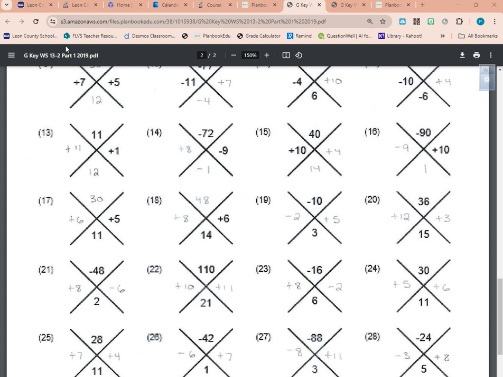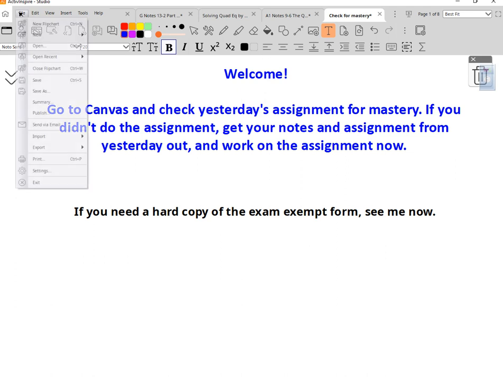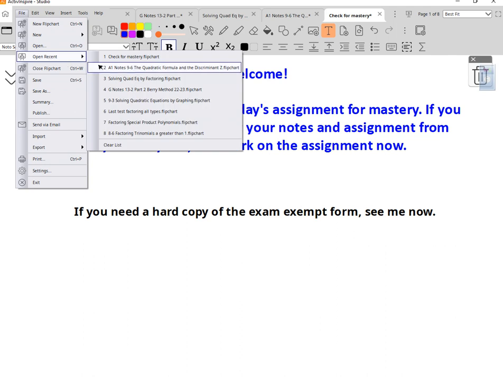Questions on yesterday's assignment? So we are going to go ahead and get started with today's factoring using the Berry method. The Berry method is not how I typically taught factoring, but it's super simple. So it may be a new strategy for you as well, but I think you're going to find it really simplifies things a lot.